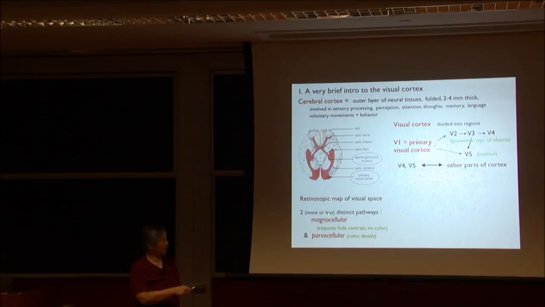When it gets brighter, the parvocellular pathway kicks in. You see color, you see details, and so on. So these are two separate pathways. This one is older, and this one is newer. I'm going to be doing the magno one because it's simpler. I want to go for the simpler kind.